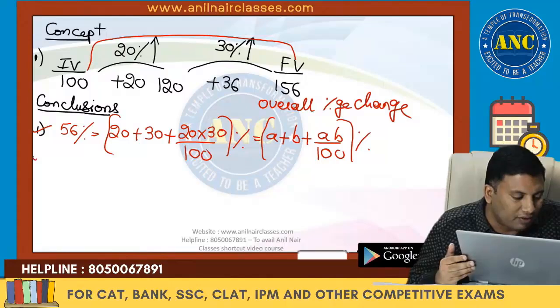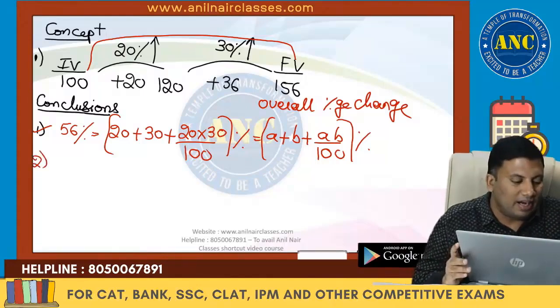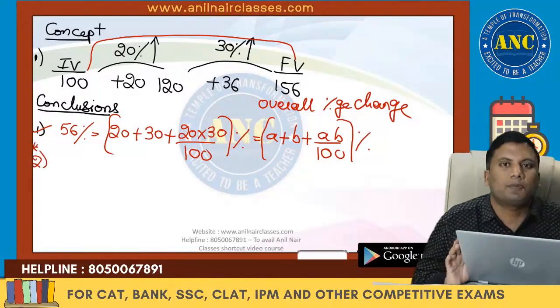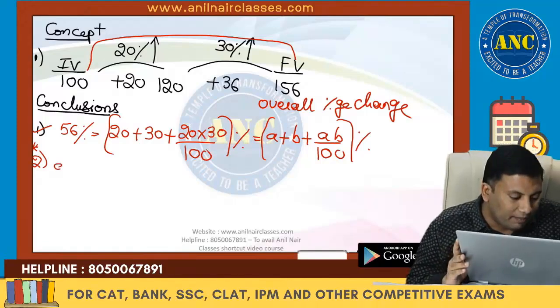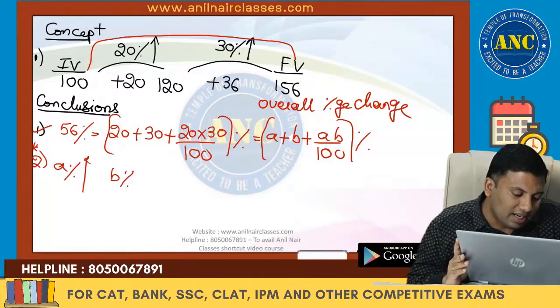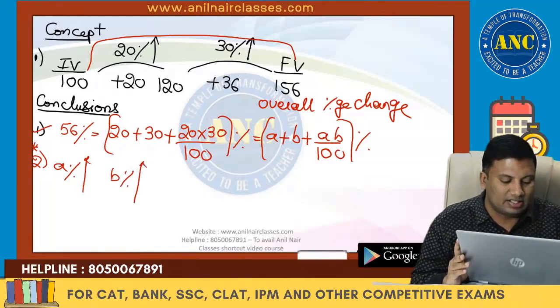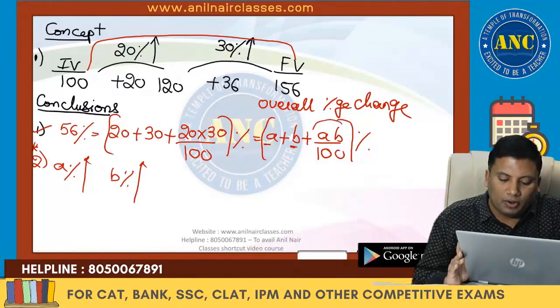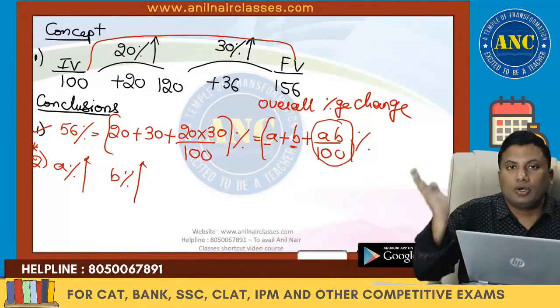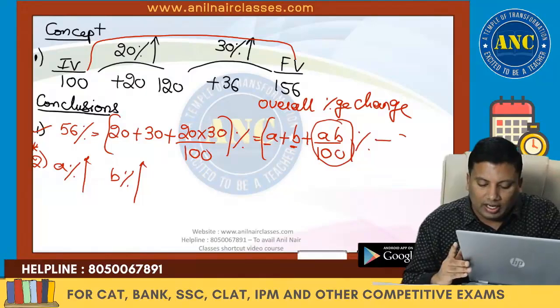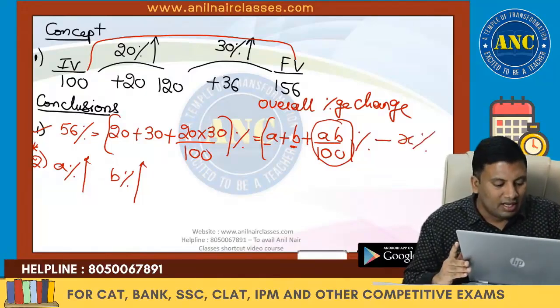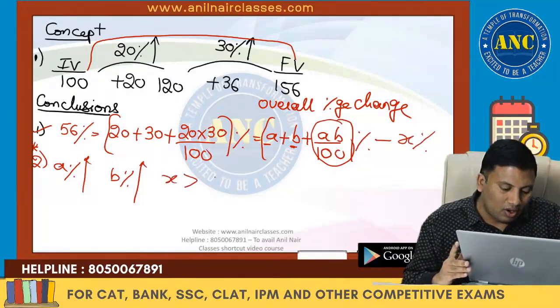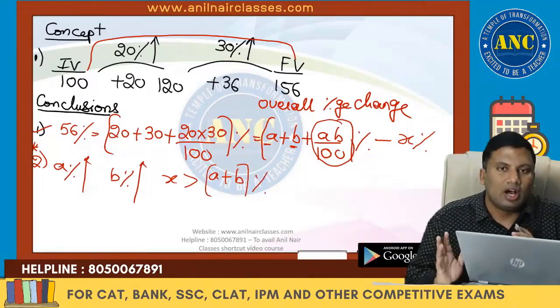Now listen carefully. Second point. A very, very important point which helps us in saving a lot of time. First, there is a percentage increase. Second, there is a percentage increase. This is positive, this is positive. Positive into positive is positive. The value is growing. Let me call it x. Can I say that x will always be greater than A plus B percentage? Are you all with me?